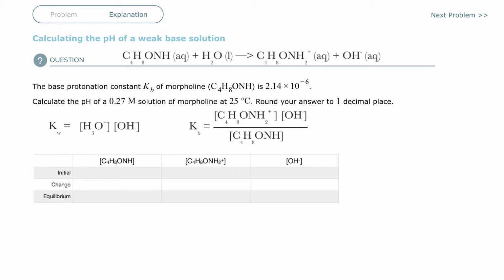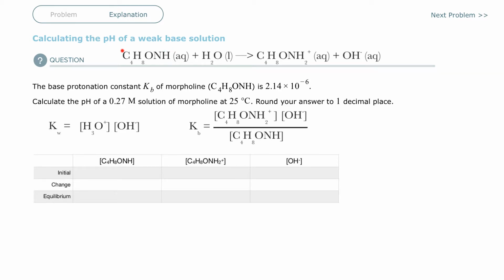When you have a weak base, it doesn't dissociate completely. And a base, remember, is anything that accepts a proton. So in the case of this base, this is morpholine. Morpholine, never heard of morpholine. But morpholine is a weak base.